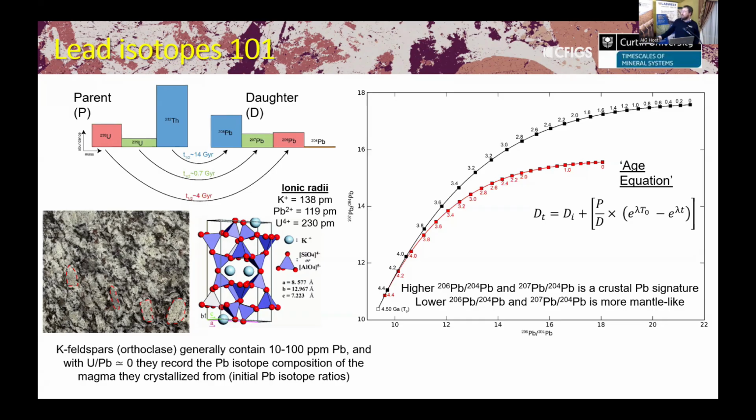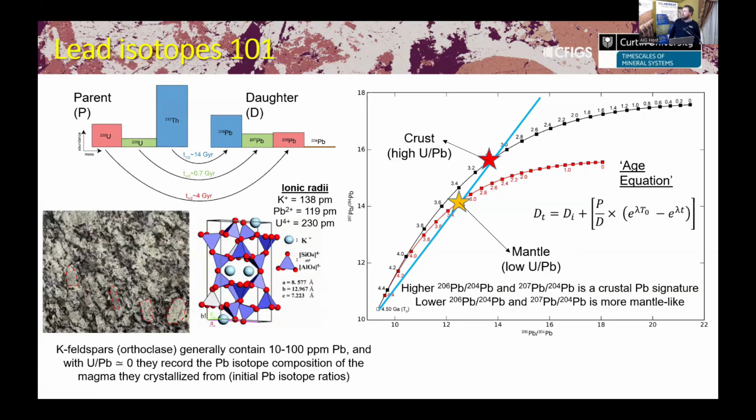So if we have two samples, we have a more mafic sample in yellow and a more felsic sample in red, and they're the same age. They define a line. That line gives us the age, but not only that, it tells us that this sample has more of a crustal signature. This sample has more of a mantle signature.